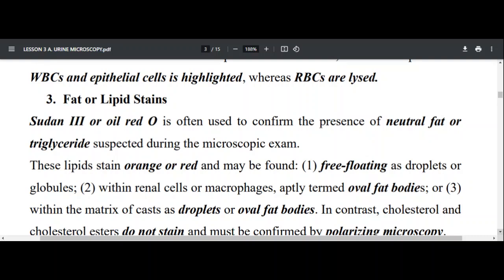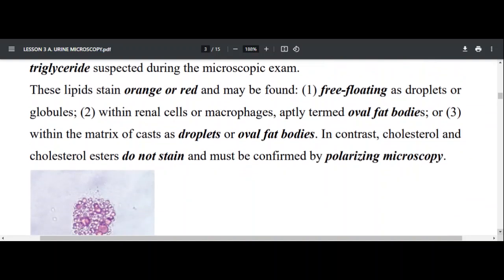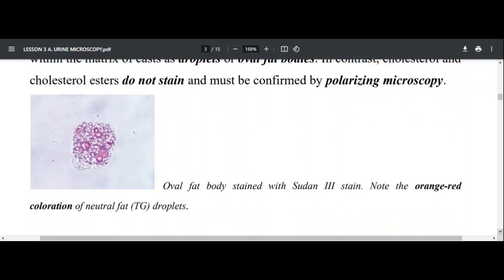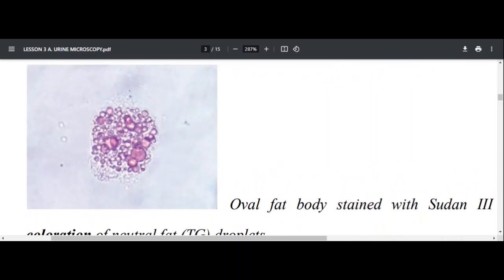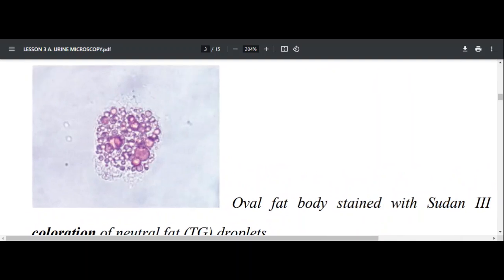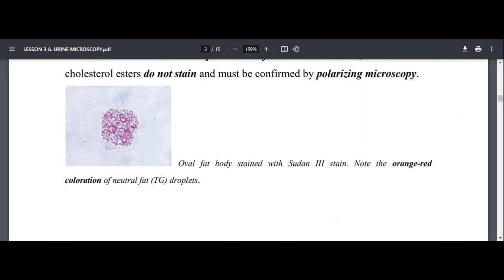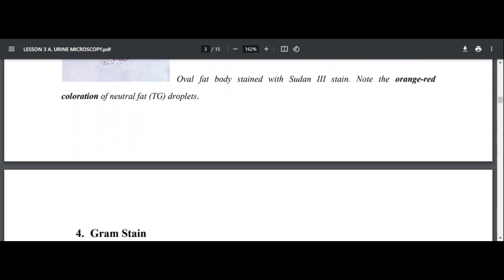In contrast, apart from neutral fats, of course triglycerides, cholesterol is not stained with fat stains. Cholesterol can only be confirmed using a polarizing microscope. So you can show the oval fat bodies. As you can see, this is a macrophage that contains oval fat bodies, and you can report them as oval fat bodies of the triglycerides, after staining with the Sudan III stain or oil red O. They stain either orange or red, in cells or free-floating.